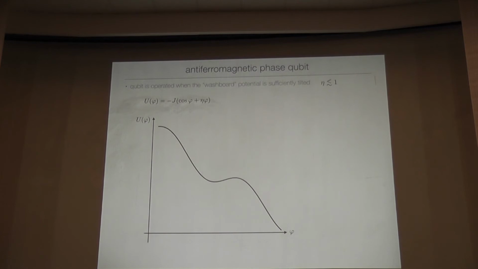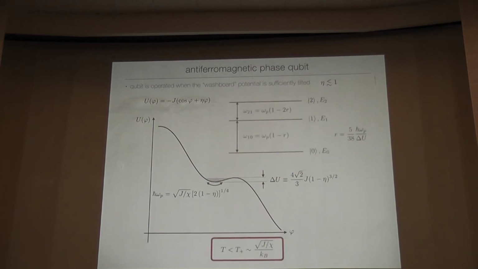Okay. So again, we want to be operating our quantum device where the washboard potential is sufficiently tilted, and that's the regime where eta is close to 1. And in that regime, the plasma frequency scale is actually given by the square root of J over chi. So that's the energy scale which sets the energy splitting of this device. And the barrier is set by the exchange coupling to the ferromagnet. And again, we want to be operating at temperatures much below this plasma energy scale, so that we're basically operating within the lowest two energy levels here.